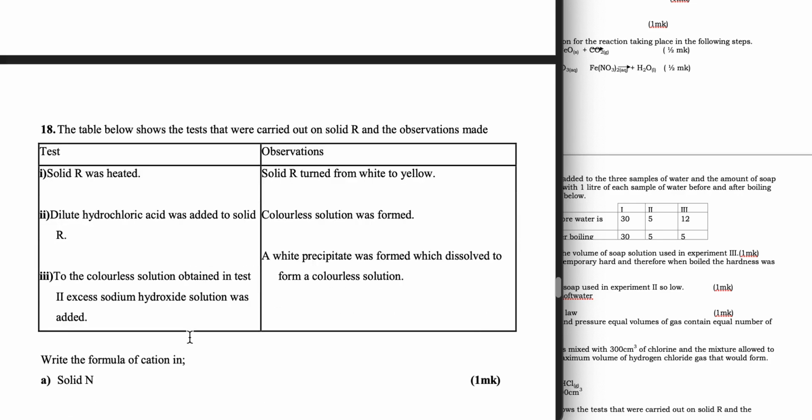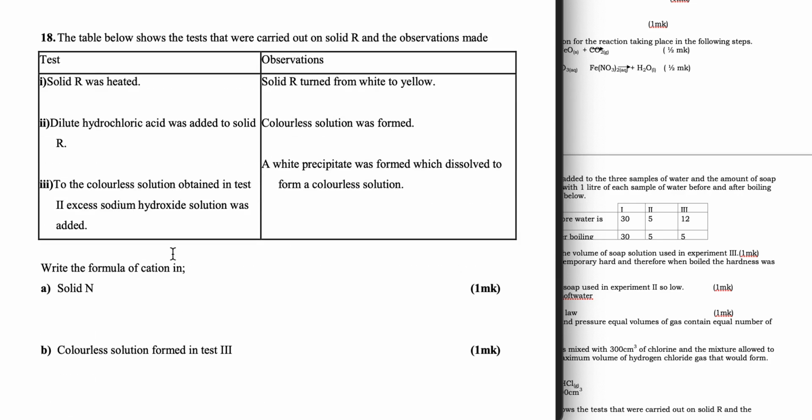Question 18. The table below shows the tests that were carried out on solid R and the observations made. The test: solid R was heated. Observation: solid R turned from white to yellow. Test: dilute hydrochloric acid was added to solid R. Observation: colorless solution was formed. Test: to the colorless solution obtained in test 2, excess sodium hydroxide solution was added. Observation: a white precipitate was formed, which dissolved to form a colorless solution.